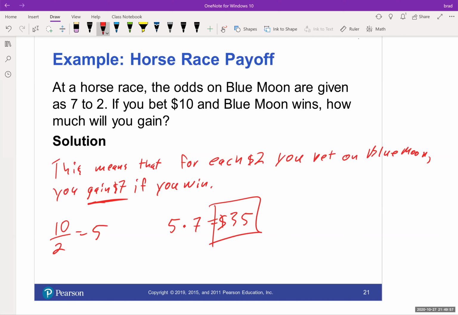Okay. So when you go to collect, you get $45. And remember, the reason for this is you won 35, but didn't you also originally put $10 down on the bet? So you get your $10 back. So you actually will get a payout of $45. Now, in reality, you only won 35, but you will get $45 back at the window when you go to receive your bet.